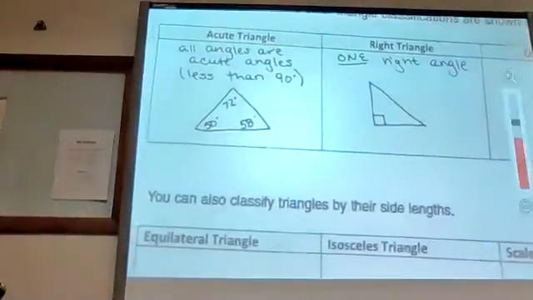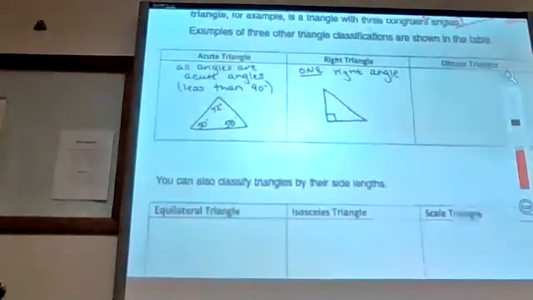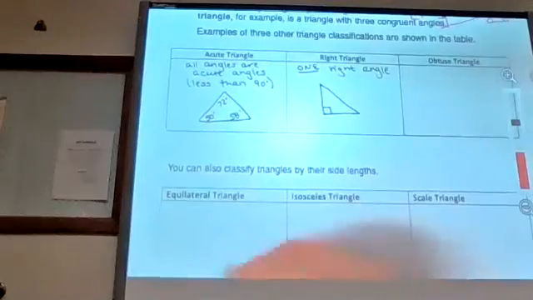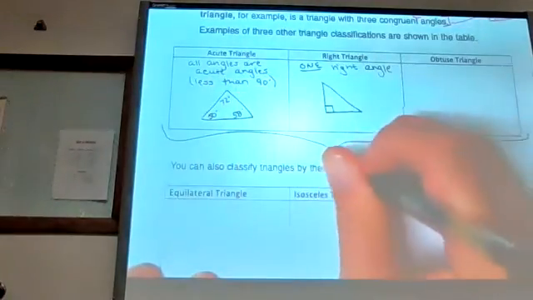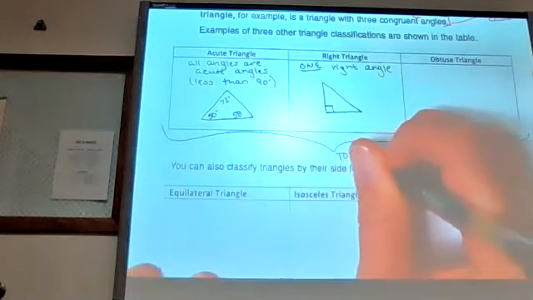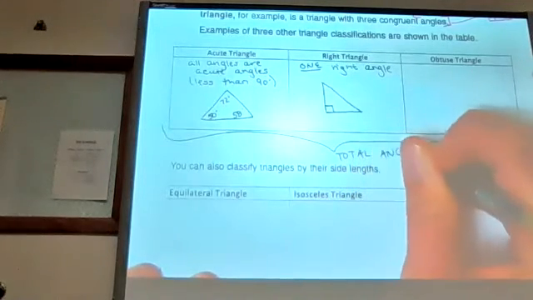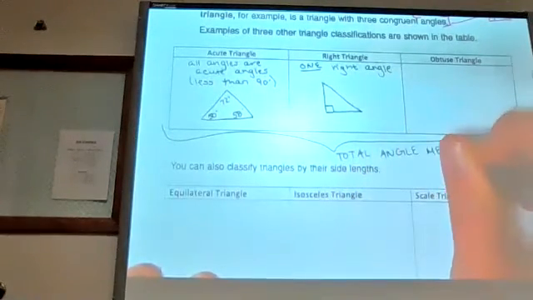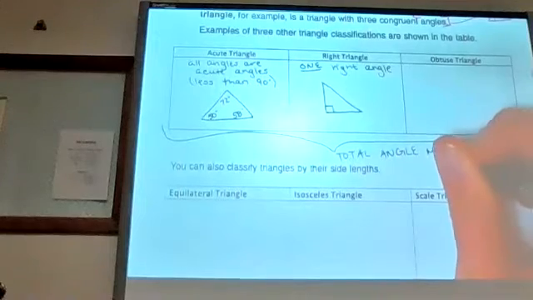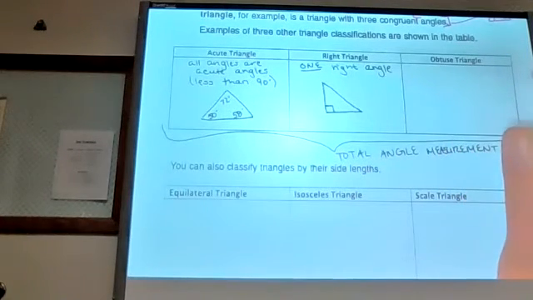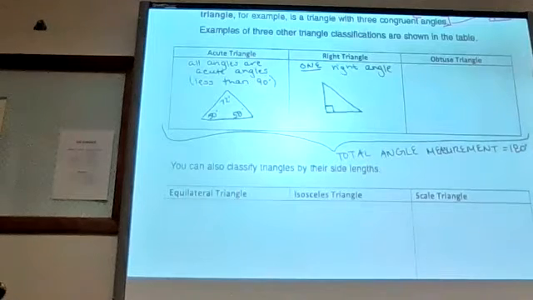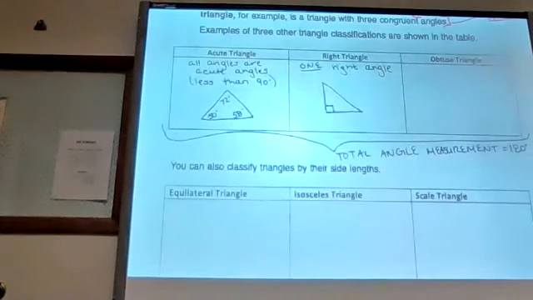Right? So all of these, whether it's acute, obtuse, or right, all three of these, when I'm thinking about creating a triangle, all of them, their total angle measurement equals 180 degrees. Okay, triangles add up to 180 degrees if I add up all three angles.